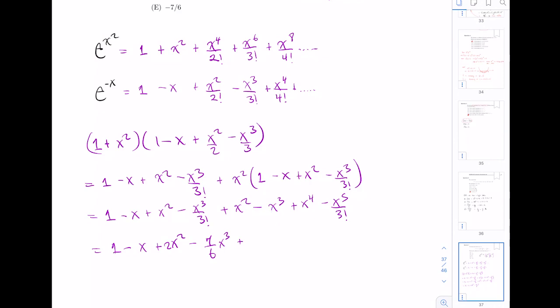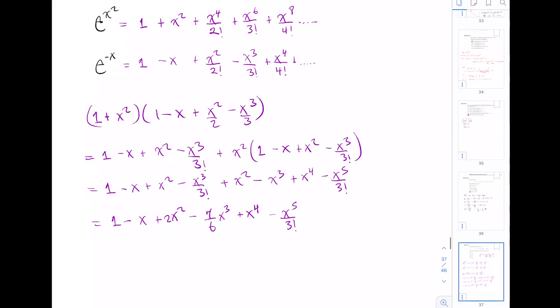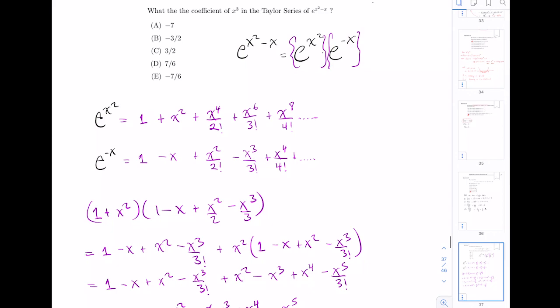Now I add x to the 4th power minus x to the 5th power over 3 factorial. So therefore 7 over 6 is our coefficient. Well, negative 7 over 6.